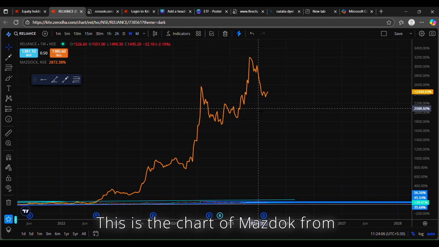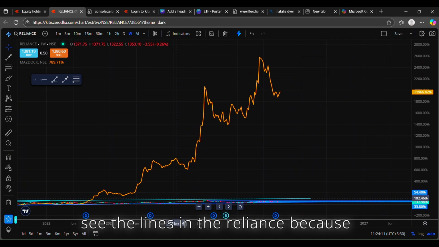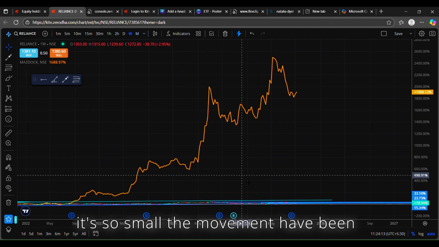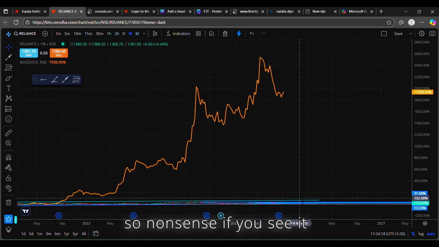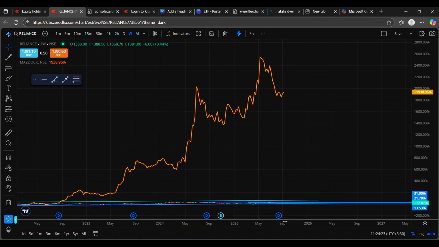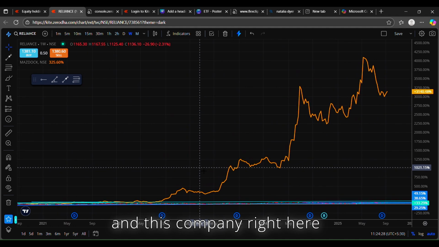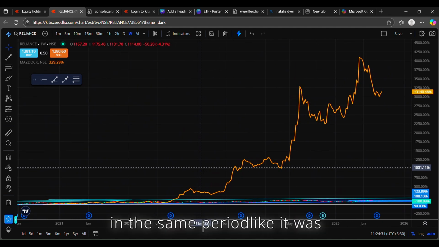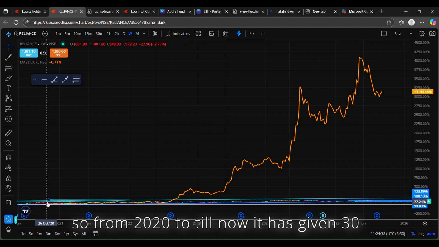This is the chart of Mazdoc from 2020. You see the Reliance, you can't even see the lines in the Reliance because it's so small. The movement has been so nonsense. If you see, it has given 5x return, and in 8 years it can only drive 5x return. And this company right here, in the same period, like it was listed after 2020, so from 2020 till now it has given 30 times.